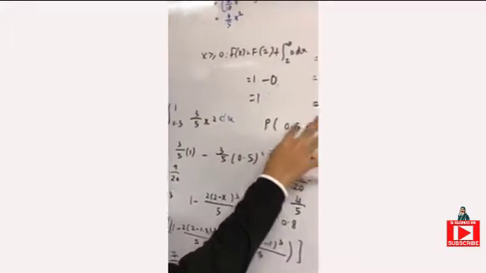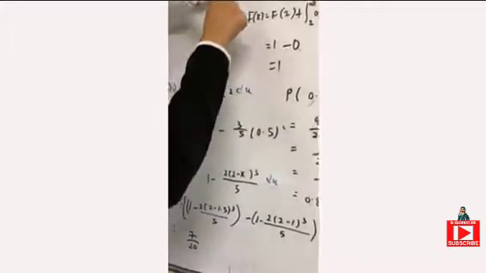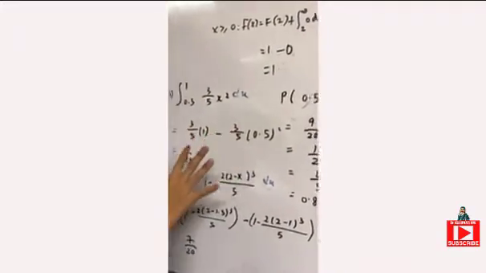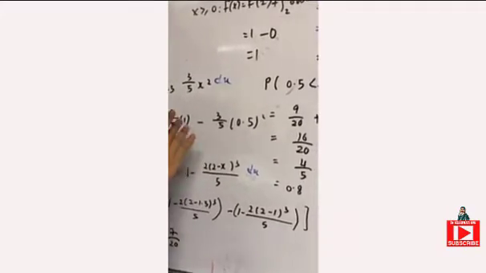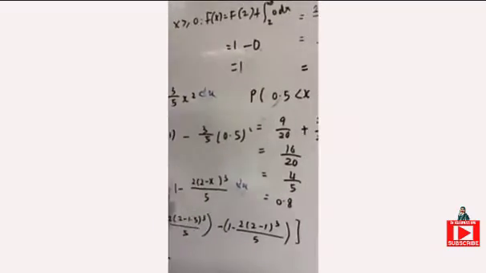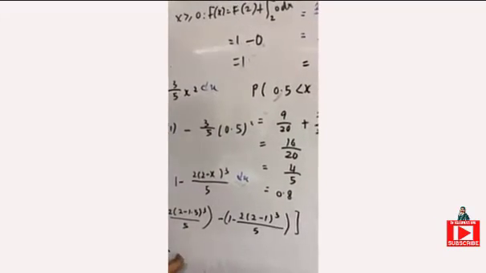For B1, nak cari X between 0.5 and 1.5. So first you take the first equation, you integrate 0.5 to 1, and you will get 9/20. Then after that you take the second equation, you integrate 1 to 1.5, and then you will get 7/20.